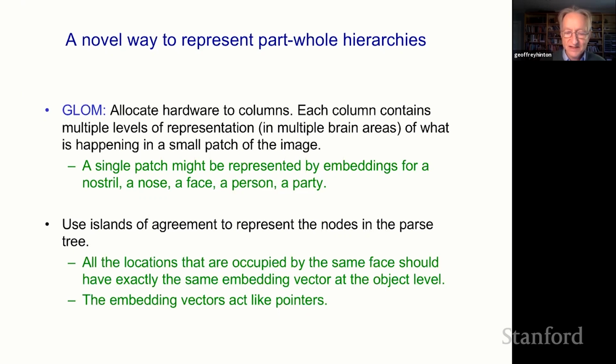The embedding vectors are the things that act like pointers. And the embedding vectors are dynamic. They're neural activations rather than neural weights. So it's fine to have different embedding vectors for every image.